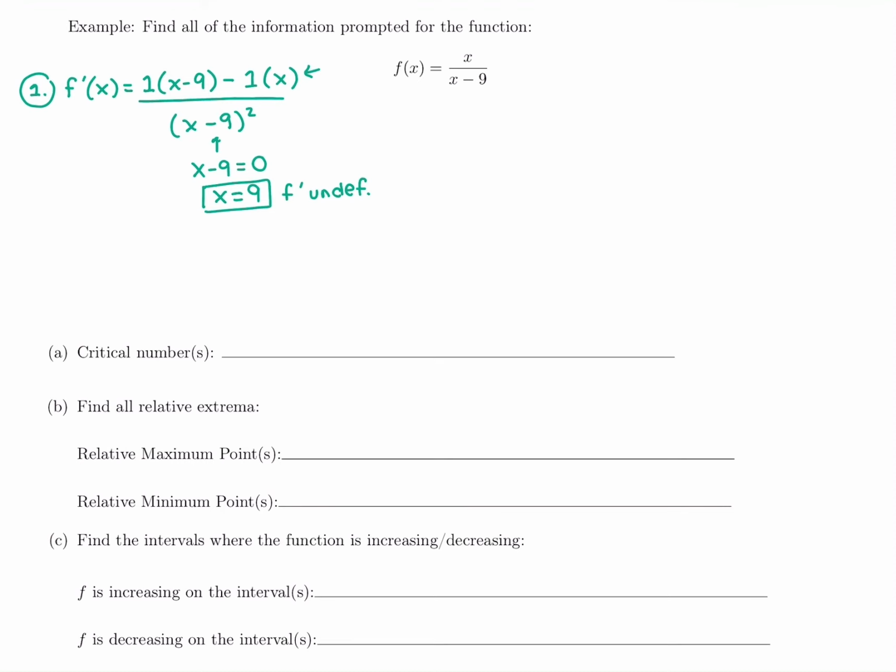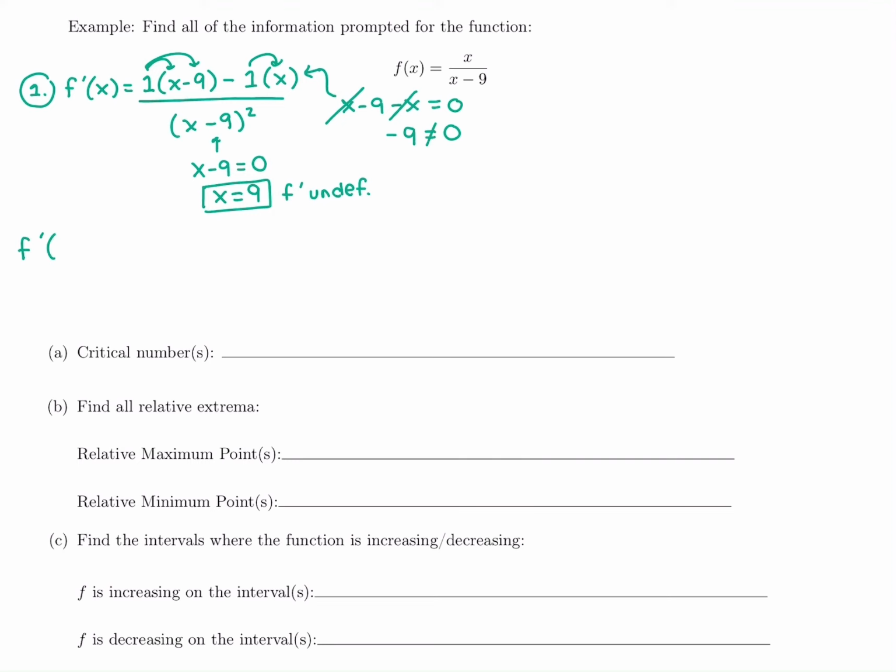So this numerator here, I want to see what makes it 0, so I'm going to distribute this 1 to x minus 9, which is going to be x minus 9. And then we have minus 1 times x, which is just a minus x. So I'm simplifying my numerator to see what makes it 0. Well, I have x minus x, which is going to cancel, so I just get negative 9, and I want to set that equal to 0. Well, negative 9 is a constant. There's nothing that's going to make that 0.